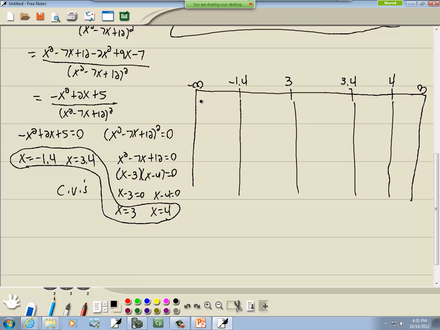I want to pick test cases. I want to pick a test case between negative infinity and negative 1.4, maybe negative 2. Something between negative 1.4 and 3, like 0. Something between 3 and 3.4, like 3.1. Something between 3.4 and 4, like 3.5. And something greater than 4, like 5.